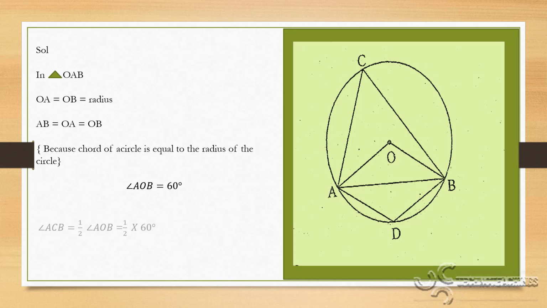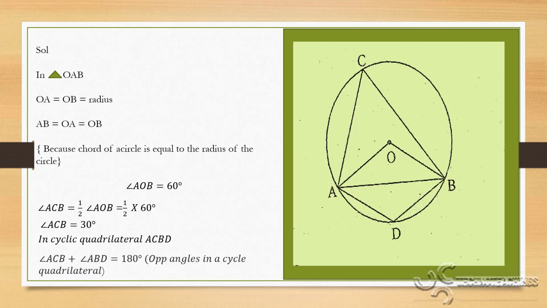Now I'll calculate angle ACB, where ACB is half of the angle AOB. Therefore, half into AOB is equal to half into 60 degrees. It is understood that angle ACB is equal to 30 degrees. Half of 60 degrees, 30 degrees.